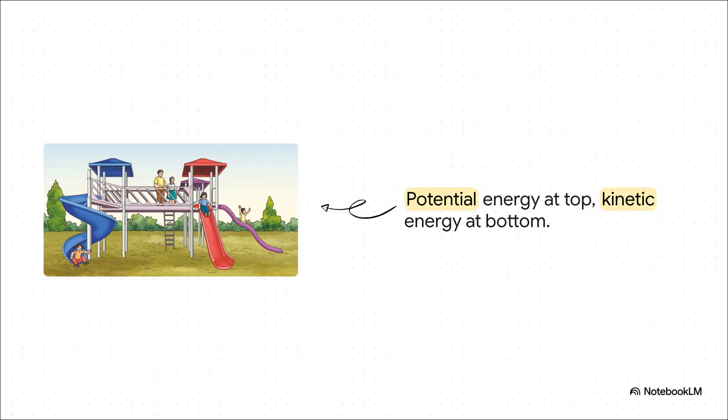Let's transition over to energy, which is basically just defined as the capacity to do work. Picture kids playing on a slide. The one moving fast at the very bottom has high kinetic energy, all thanks to their rapid motion. Meanwhile, the kids waiting at the very top aren't moving yet, but they have a ton of potential energy simply due to their elevated position against gravity.